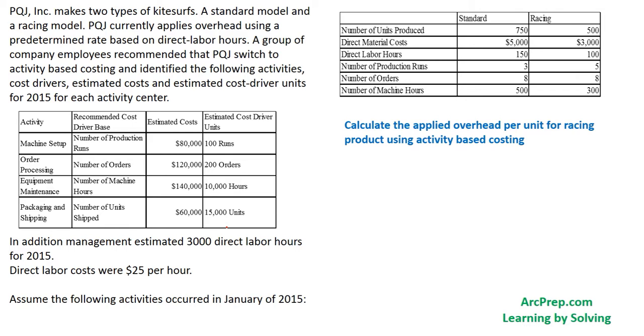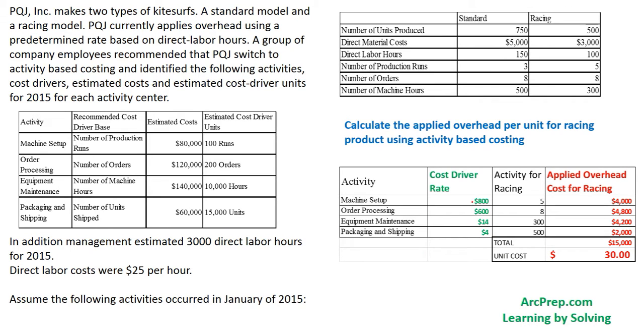Now I'm going to calculate the overhead for the racing model using activity-based costing that I did with the spreadsheet earlier in 12B. So what I was doing was I was taking the cost drivers and multiplying that by the corresponding activity for that specific model or for that job. For example, for machine setup, we were multiplying the $800 cost driver rate by 5 because we need 5 runs to produce 500 units of racing model. It's given in the problem.